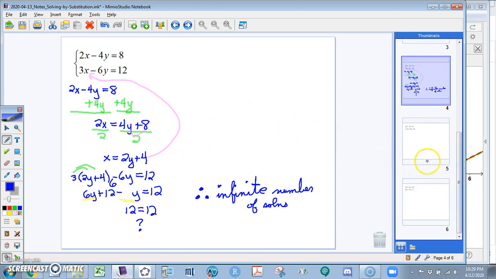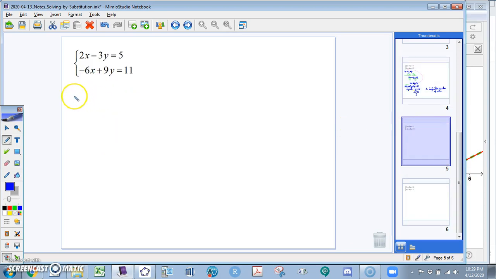And that's certainly a possibility of what could happen. Let's go look at another example here. 2x minus 3y is equal to 5, and negative 6x plus 9y is equal to 11. Now when I look at this situation, if I try to solve for x by just adding the 3y over, I'm going to be taking 3 and dividing by 2 and 5 dividing by 2. That's not going to work out so well.